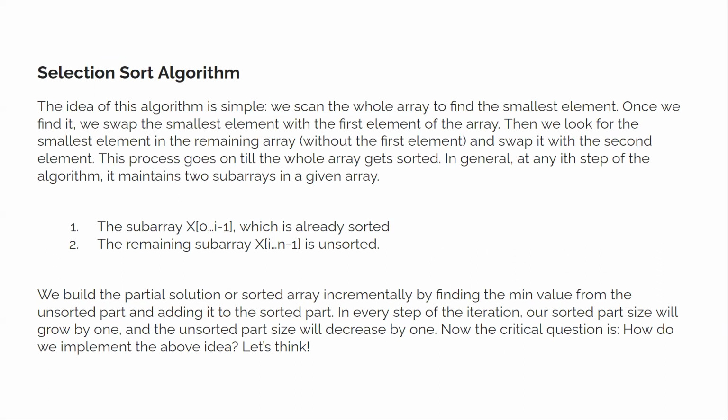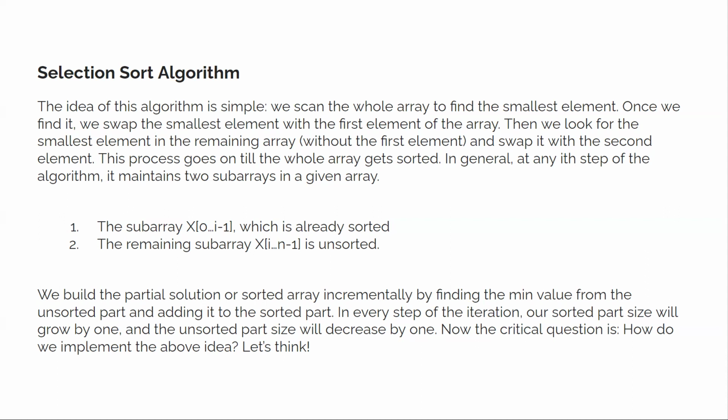Selection sort algorithm. The idea of this algorithm is simple. We scan the whole array to find the smallest element. Once we find it, we swap the smallest element with the first element of the array. Then we look for the smallest element in the remaining array without the first element and swap it with the second element. This process goes on till the whole array gets sorted.